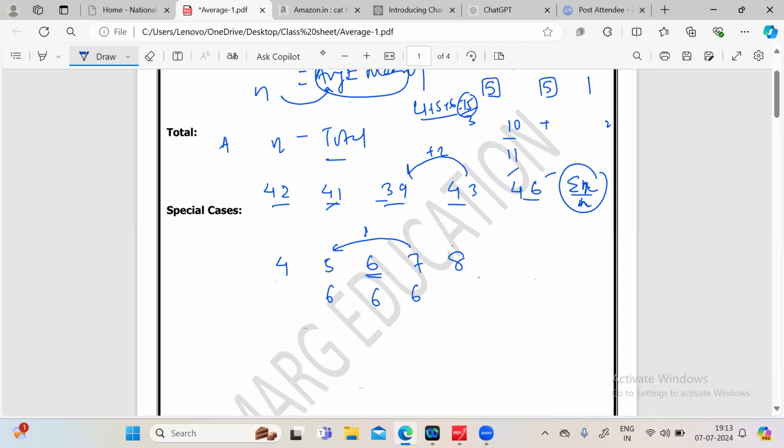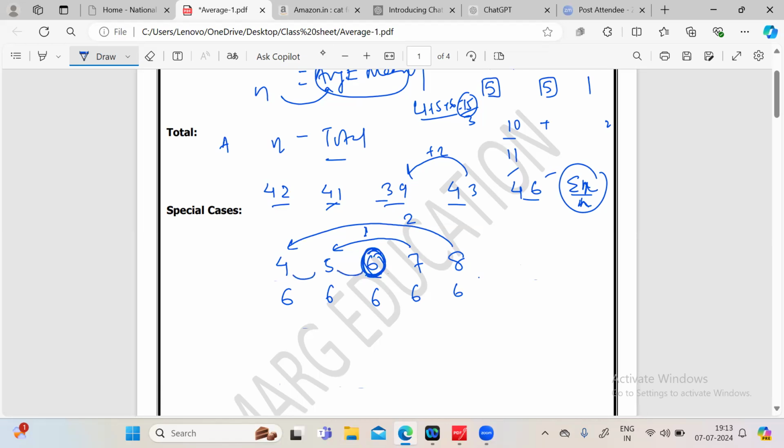And I can shift 2 from 8 to 4 so that this will be 6 and this will be 6 again. So what you can easily observe is 6 is the average of these numbers. So anything which is in AP, that means with equal gap.